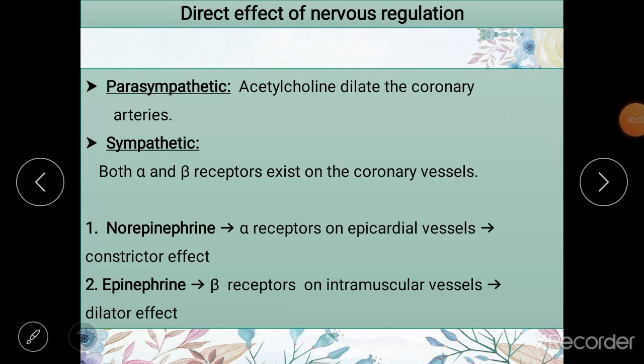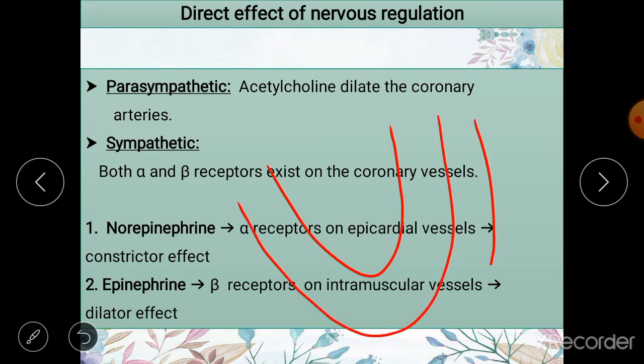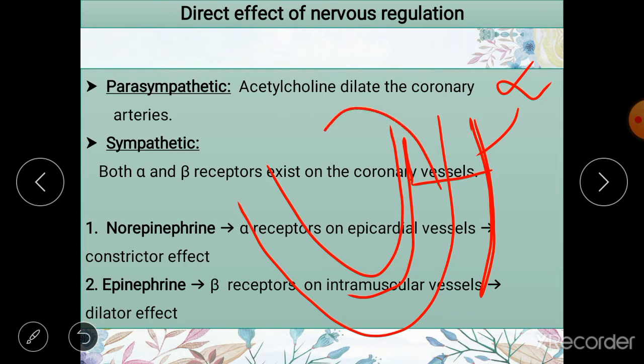Now if you remember the arrangement of the blood vessels around the ventricle, you will remember that there are present the epicardial arteries which are present on the outer surface of the heart. These epicardial arteries give deeper branches which are known as the intramuscular arteries, which supply the inner portions of the heart through the subendocardial plexus. So what is important here is that these epicardial arteries have alpha receptors on their surface, while the intramural or intramuscular arteries have beta receptors.